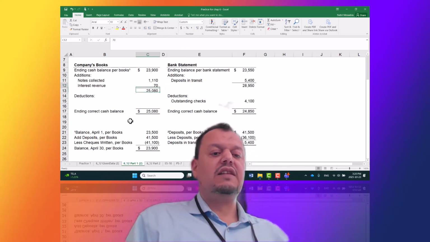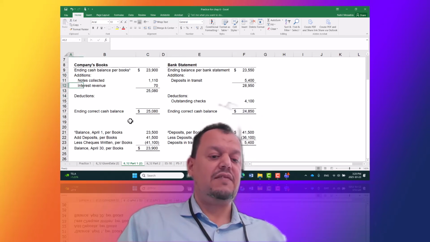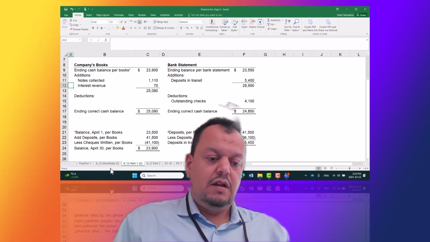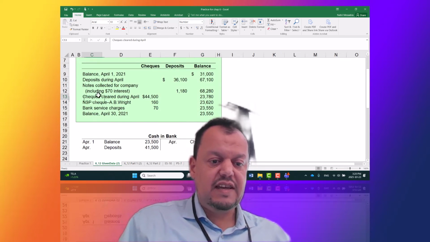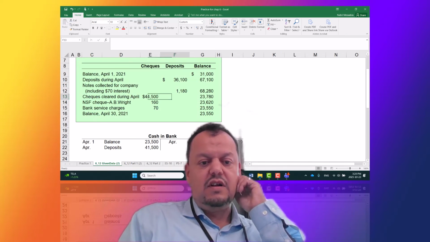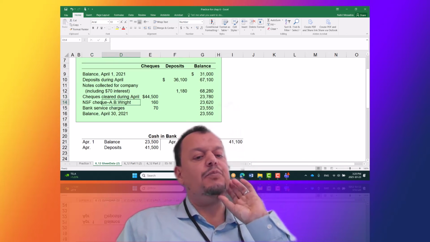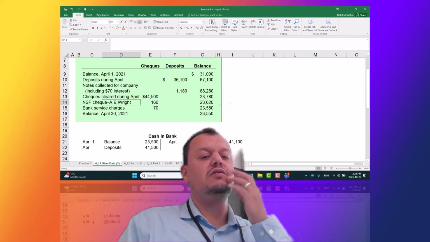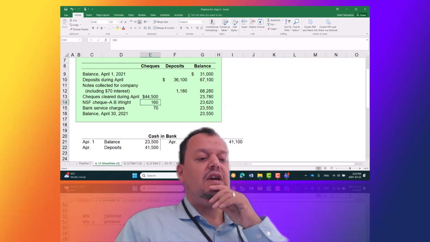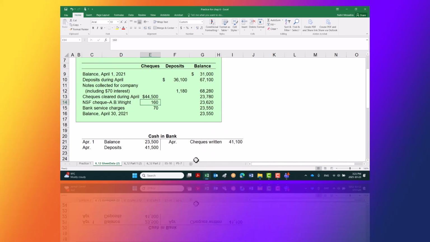So there is $1,110 of note collected plus an interest revenue of $70. And the other information here, they say an NSF check for this client, AB Wright. Non-sufficient fund, $160. How is this going to be included in the reconciliation?